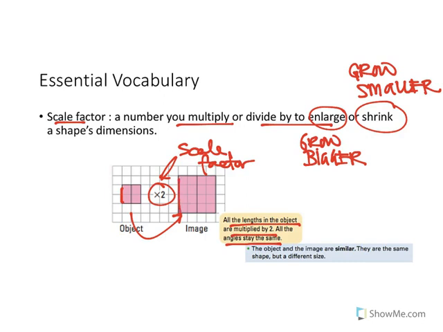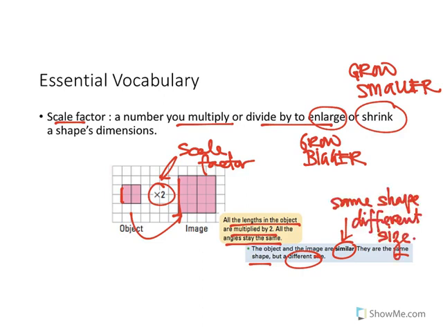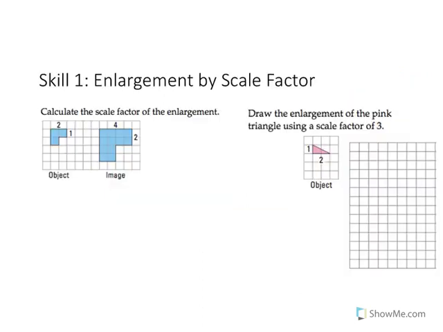The object and the image are similar, which means they're the same shape, but they're just a different size. That's what the word similar means. Same shape, different size. So first of all, we need to find the scale factors and work them out.